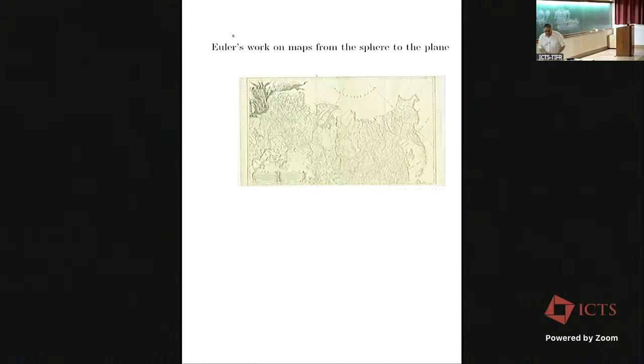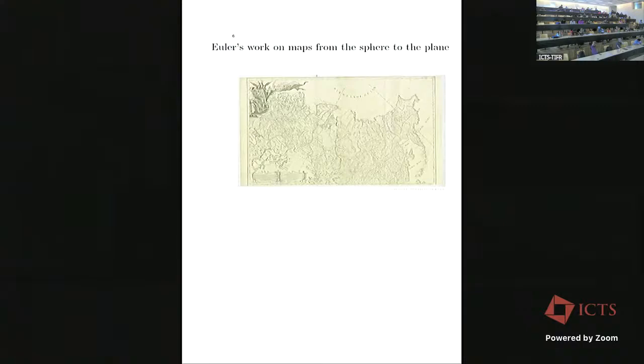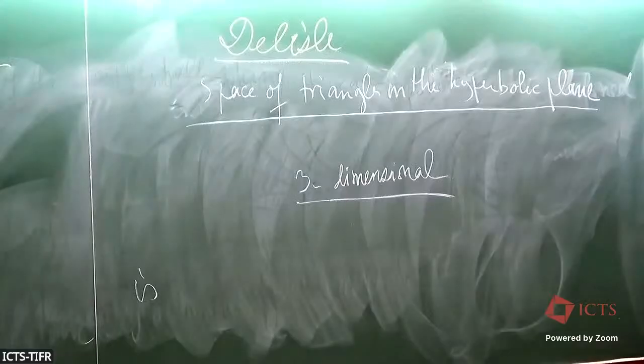Never mind. I don't want to speak a lot about the history. It's called the Delisle map. When Euler was drawing maps, he was working under the direction of Joseph Nicolas Delisle, who was the main geographer at the Academy of Sciences.